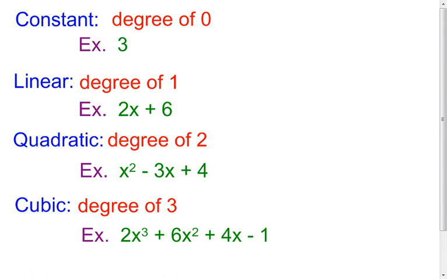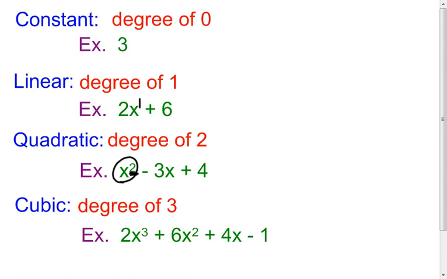A linear has a degree of 1, and what that means is the highest degree that you are going to see in any term is a degree of 1. So this is x to the 1 right here, so it has a degree of 1. A quadratic has the highest exponent you will see on your variable is a squared, or a degree of 2. So the highest exponent that I see right here is x squared. My degree is 2.